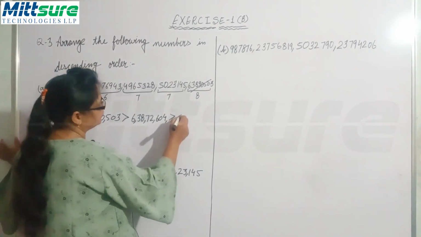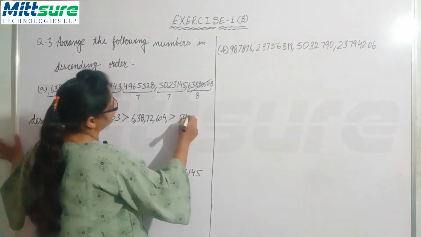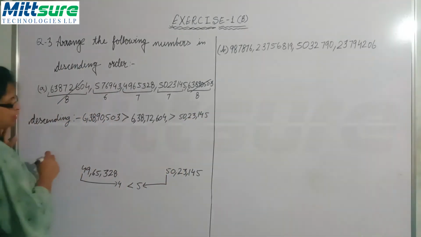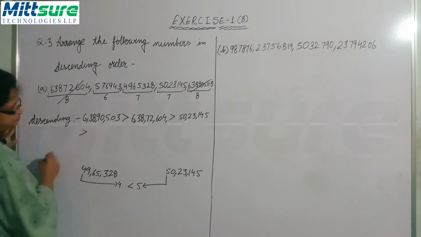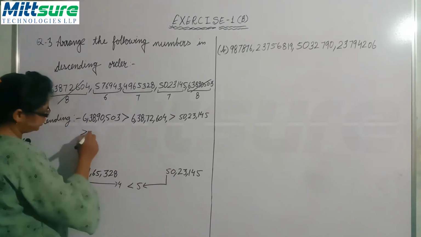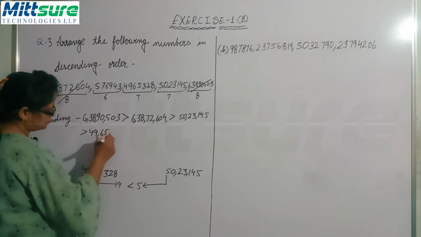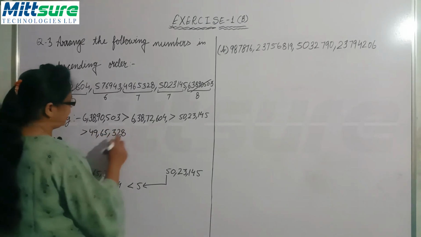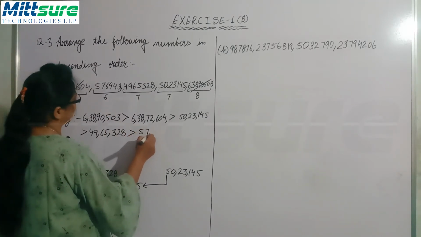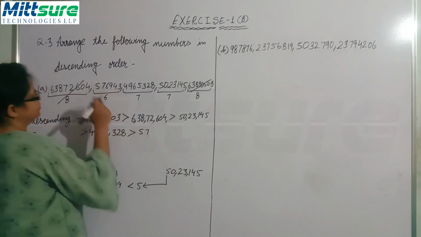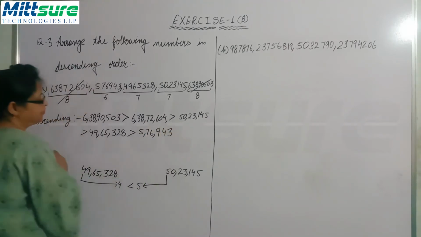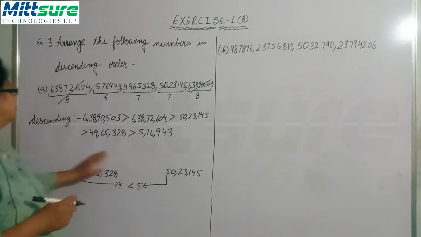So we will write 50 lakh 23,145. Now we write the lesser number, that is 49 lakh 65,328, and the smallest number, which has 6 digits, is 5,76,943. So we have arranged this number in descending order.